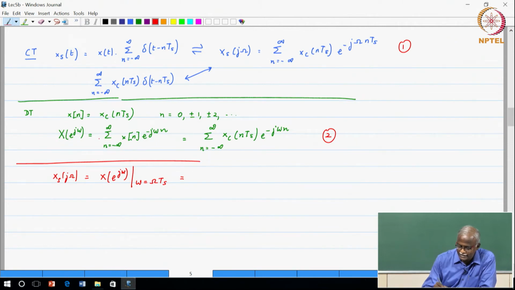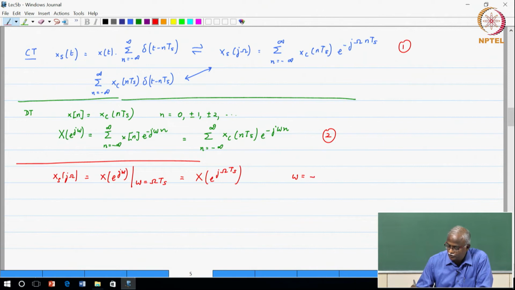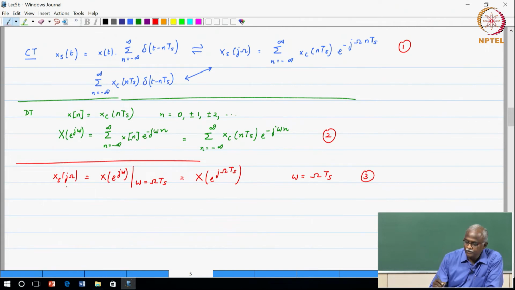So this is in the discrete time domain. If you have Xe(jΩ), it's equally valid to write it as Xe(jωTs), because we are using the relationship ω equal to Ω times Ts. So using that expression, basically comparing 1 and 3, we write down the last of the equations.